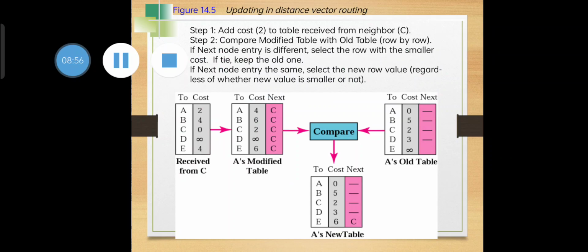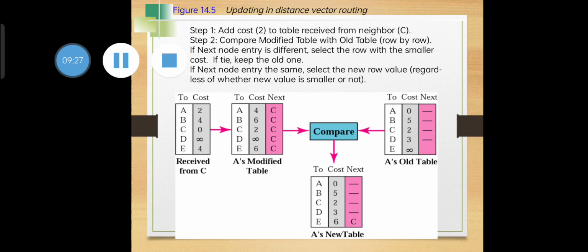So this is the new modified table, and then I am comparing it with A's old table. Based on this comparison, whichever cost is lesser, I will take as the cost for my new table. Initially the A to A cost is 0 only. With C as the intermediate node it is 4, which is higher, so I won't take that value and will omit it. Then A to B via C is 6, but in the old table A to B is 5 only, so I am taking that value.